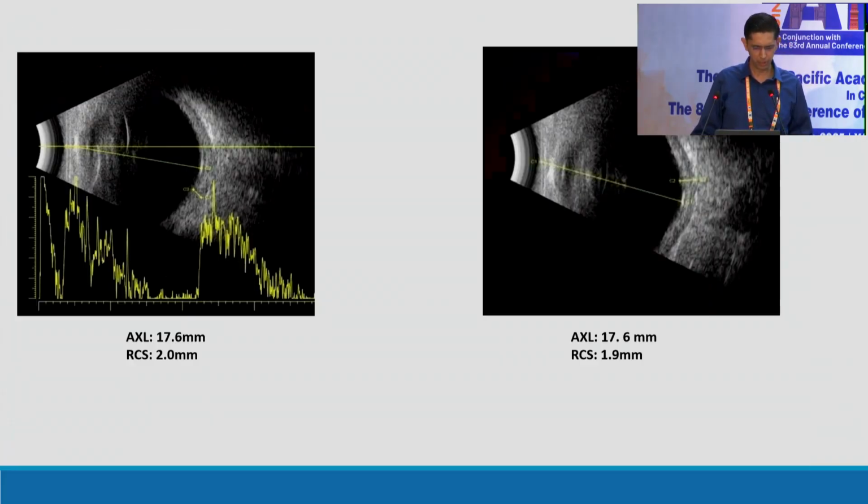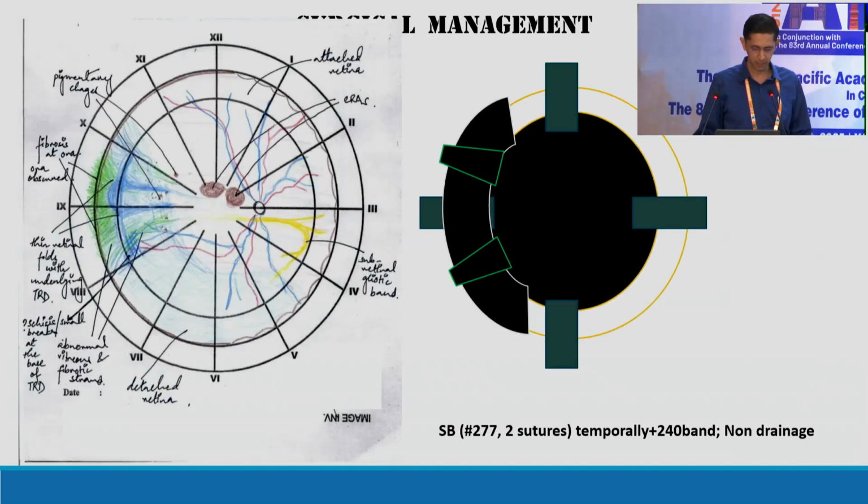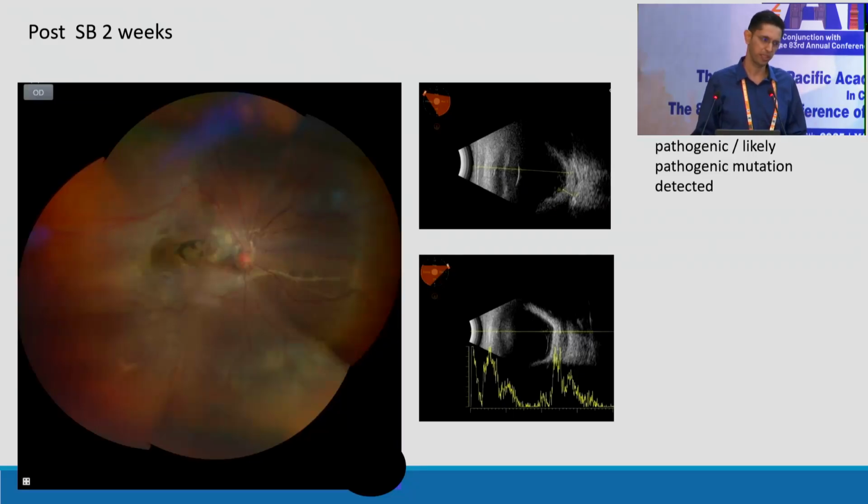And to add to the confusion, the ultrasound showed a nanophthalmic appearance with extremely short axial length and increased retinochoroidal thickening. So this was an atypical combination of FEVR-like features with nanophthalmos, which we have not seen before. So we advised genetic testing, and the right eye did well with buckle surgery, and the retina settled well. However, the genetic testing did not reveal any pathogenic or likely pathogenic variant.